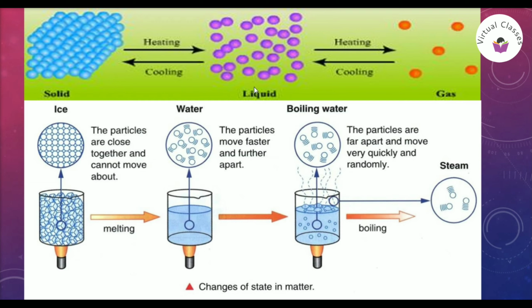Now let's understand how one state of matter can be converted into the other. As we can see in the figure, by applying heat to solids, they can be converted into liquids, which further can be converted to gases by applying more heat. In reverse of that, by cooling gases, we can convert them to liquid, and by cooling liquid, they can be converted to solids.